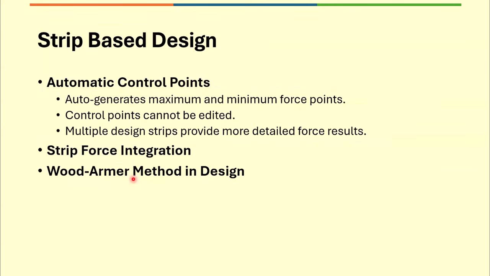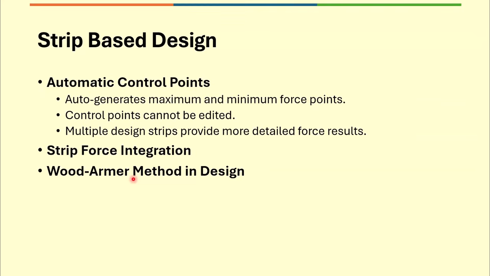Strip-based design. So we have to draw a strip of a definite width or varying width from the starting to the end point. This is typically drawn from end to end of a raft, or you can also break it between columns or the supports. It has automatic control points. So control points cannot be edited. It is internal. You can refine it by introducing more design strips if you want more design section locations.